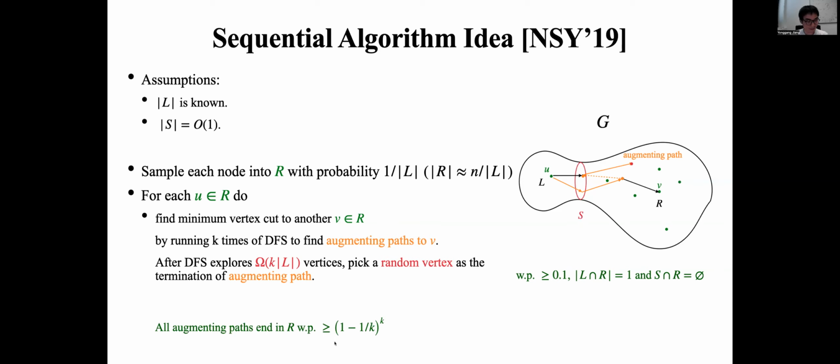And the key point is that by doing this, we're guaranteed that with probability at least 1 minus 1 over k, the destination will be in R, because we sampled from k times L vertices and the size of L is just L. And for k times of DFS, all of them will have destination in R with probability 1 minus 1 divided by k to the power of k, which is a constant. So basically with constant probability, the algorithm will succeed. And if you look more into it, it actually has one-sided error, so you can boost it efficiently. So that is basically the sequential algorithm idea.